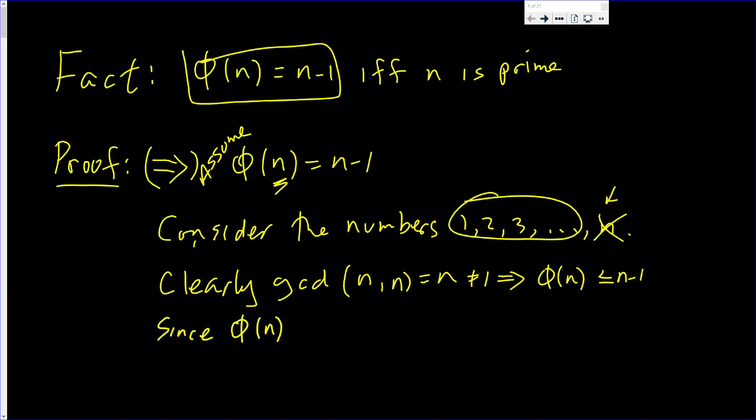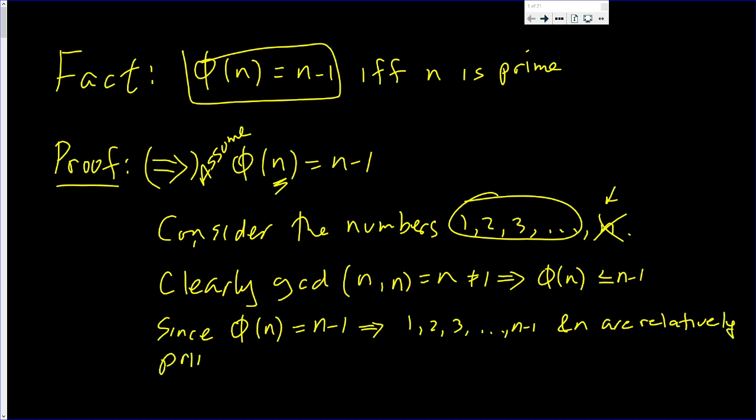Since phi of n is equal to n minus 1, that implies that 1, 2, 3 up to n minus 1 and n are relatively prime. That is, these numbers are not factors of n. That implies that n is prime.